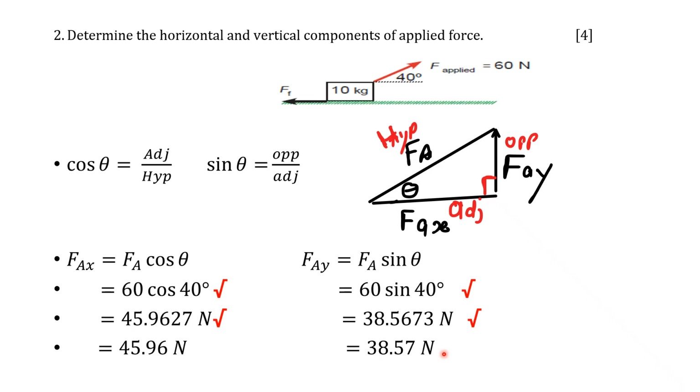Now let's look at the third problem. I hope you understand. So as I said, x will always be with cos and y will always be with sine. So that's just a basic pattern. Let's look at the next problem.